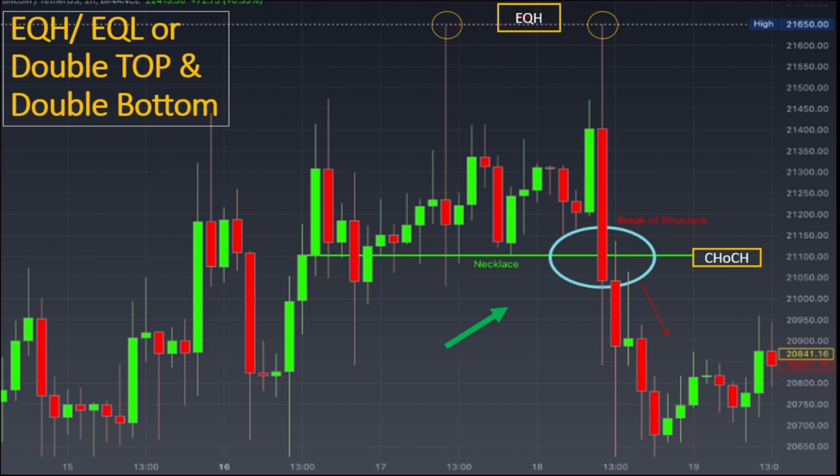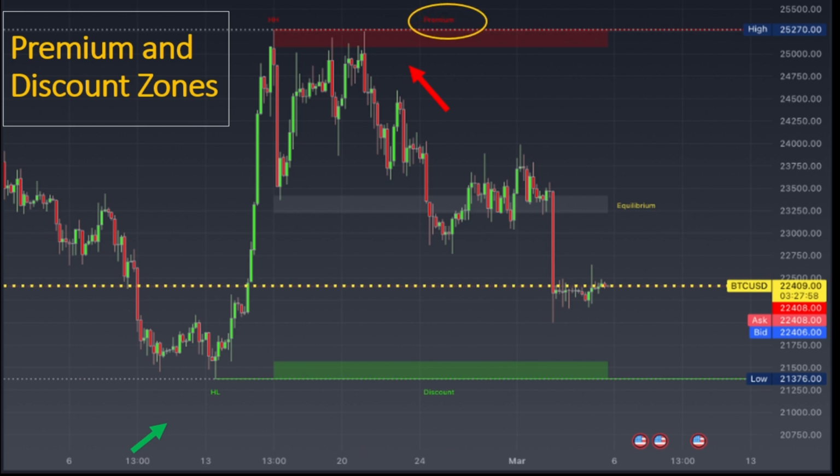We're exploring an essential concept in market analysis: premium and discount zones. Understanding these zones can give you a strategic edge in your trading. Let's break down what they are and how to use them effectively. Premium and discount zones are key areas that form in the market once a major support and resistance level has been established. These zones are crucial for determining potential entry and exit points.